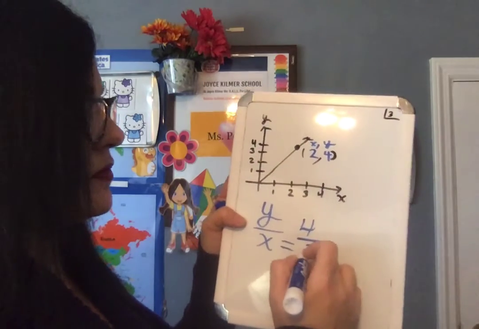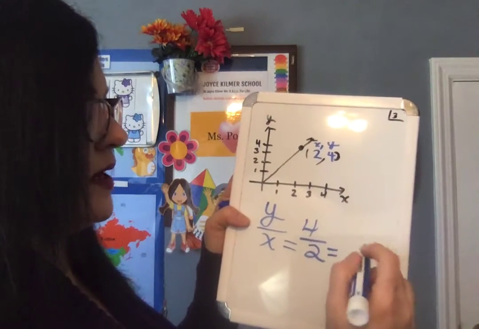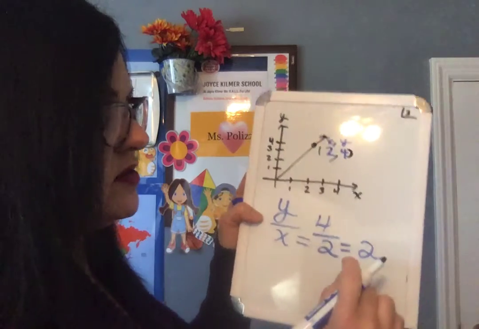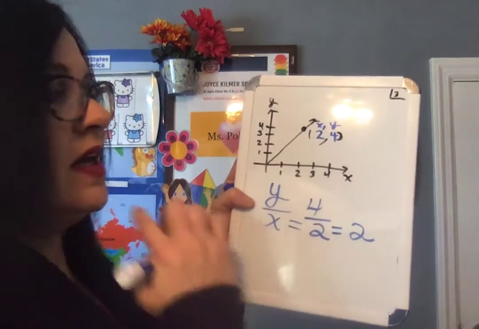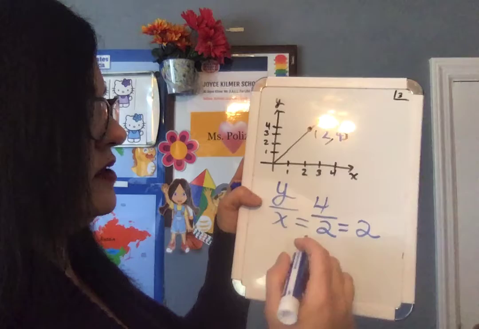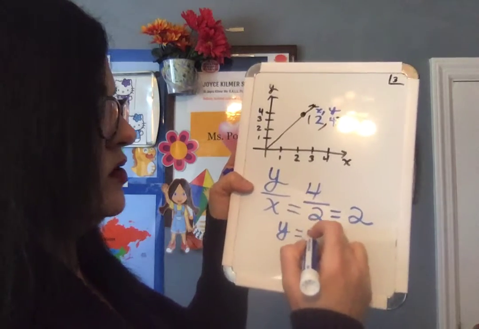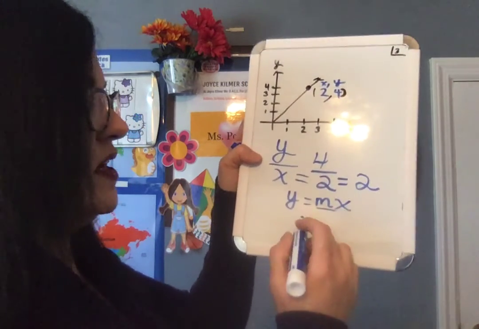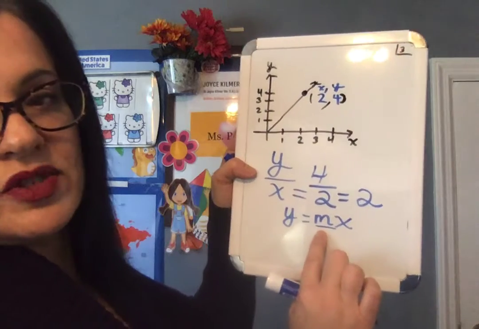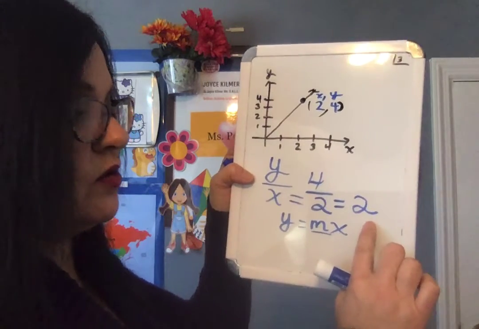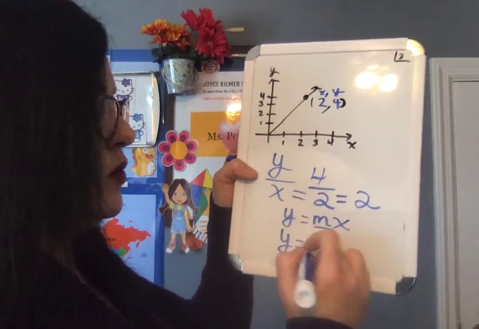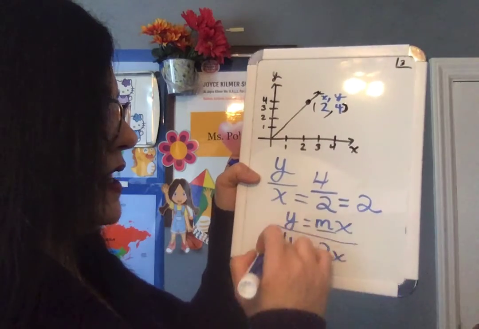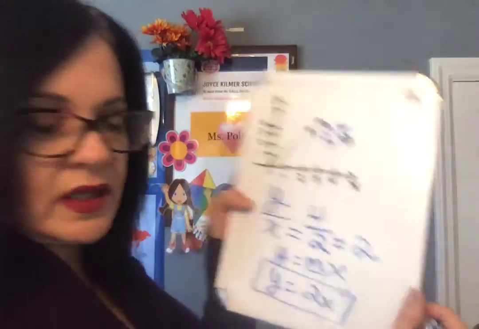Okay, and 4 divided by 2 is 2. So our constant of proportionality is 2. And since it goes through the origin, it is going to be a y equals mx graph. And in this case, since our m, which is our constant of proportionality or slope, is 2, it would be y equals 2x. Okay? So that's what that would look like.